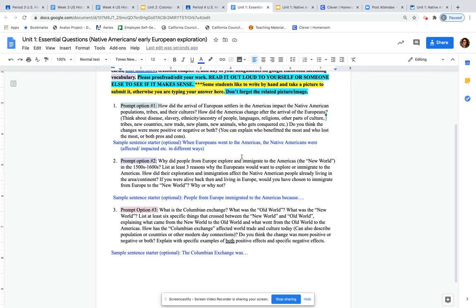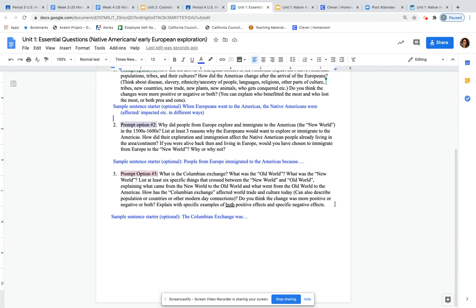So overall, this question is about Europeans and how they're choosing to go out and explore in the Americas, and some of them choose to go out and even move there permanently, like they resettle there, they immigrate to the New World. Different reasons why people would have done that at the time period. And then how Native Americans were impacted, and if you were around back then and living in Europe, would you have chosen to immigrate? Why or why not? Sample sentence starter: people from Europe immigrated to the Americas because, and you can start with just one reason, or you can list all three reasons and then further explain in your detailed sentences.